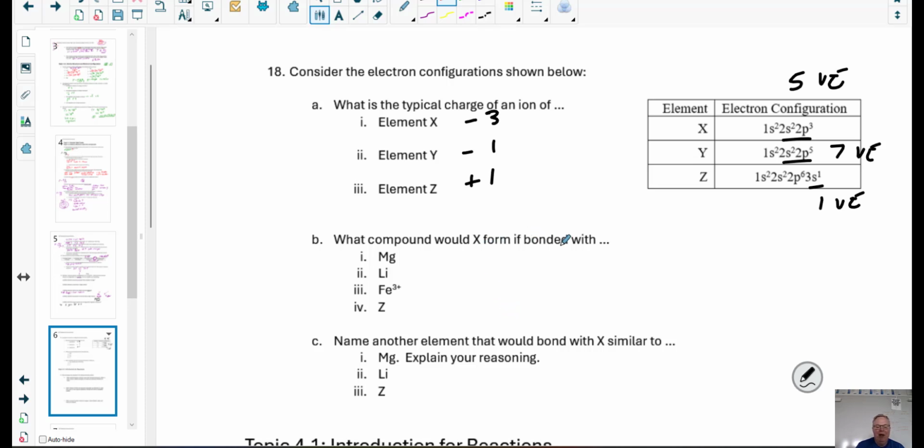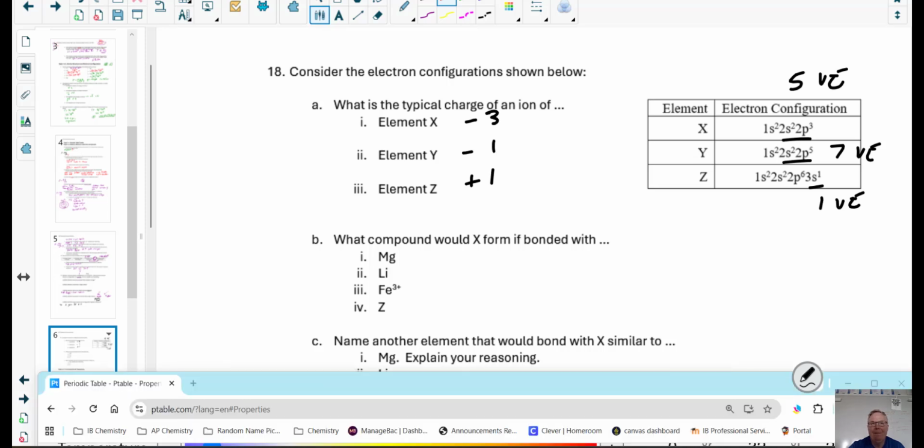What compound would X form if it bonded with magnesium? So let's first think, what is X? So 2s2, 2p3. Element X we know is nitrogen. So if I was to form that with magnesium, so magnesium +2 and nitrogen -3, we know how to put those together, and that would give us Mg3N2, right? And so forth and so on for the rest of those.